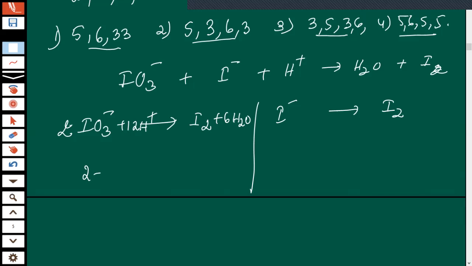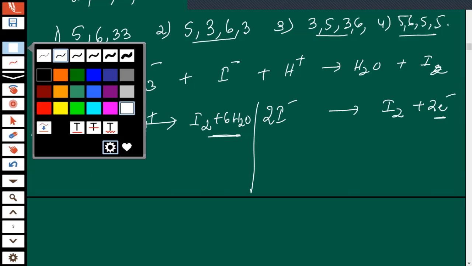Here no charge is there, so write down 10 electrons here, so that now the charge is neutralized. For I minus, again use 2 electrons over here, so that charges are balanced. Now this is 10 electrons and this is 2 electrons.